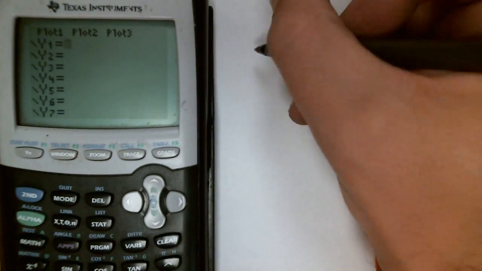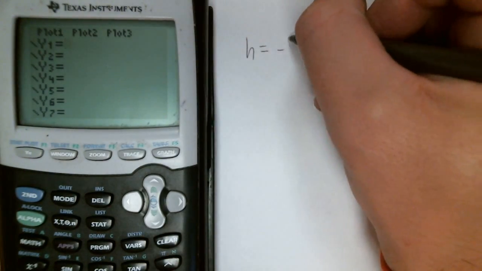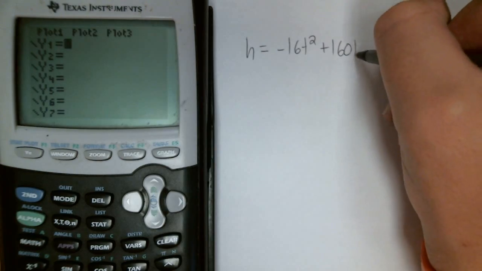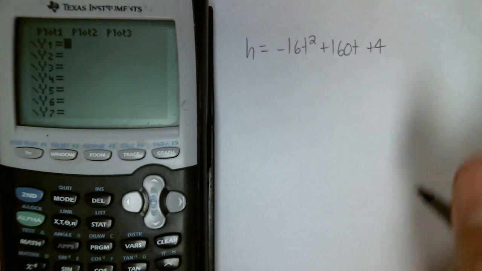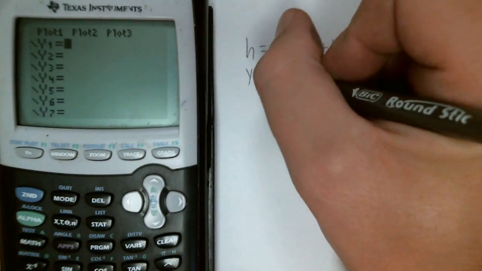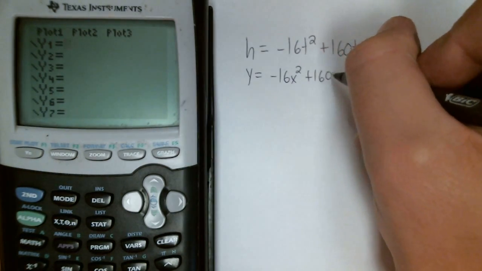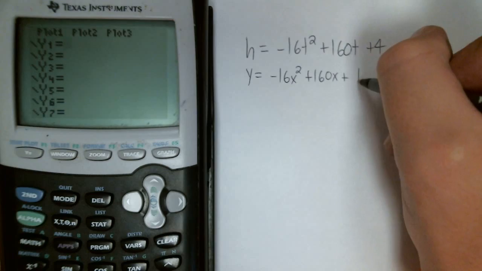All right, so let's go ahead and write down our equation. Let's go back to y equals. Let's clear that. So I'll write my equation down here. It's h is equal to negative 16t squared plus 160t plus 4. Now once again, I'm going to use x's and y's. So y is equal to negative 16x squared plus 160x plus 4.